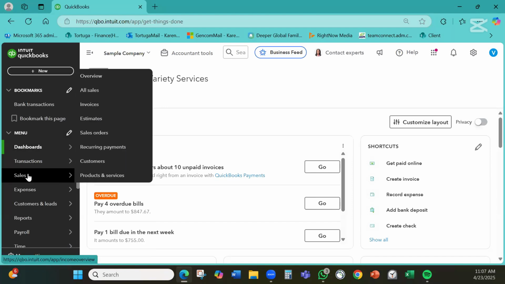You can do your sales, see your sales invoices, your estimates, you can do sales orders, and you can do recurring payments. If you know that you pay somebody the same time all the time, you can set it up. You can set up your customers, and you can set up your products and your services. So this is where you now have different services.